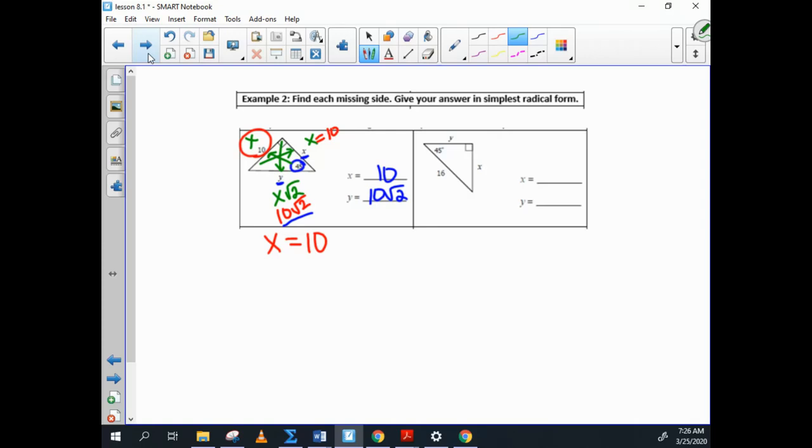Okay, now same thing on this problem over here. Let's go ahead and do the same thing. I label my triangle first. So go across from a 45 angle, call it x. Here's my other 45-degree angle.